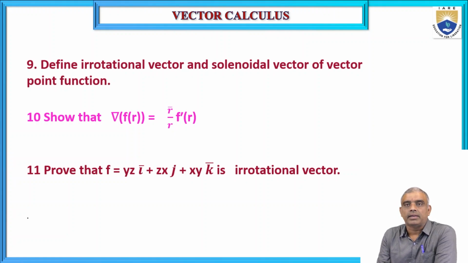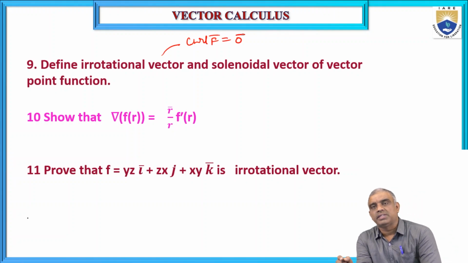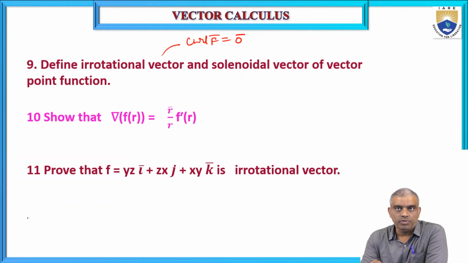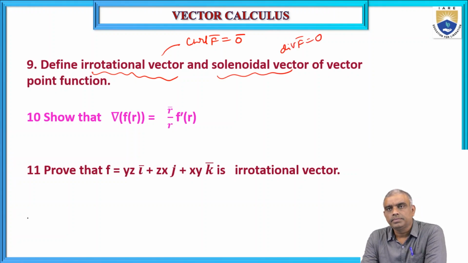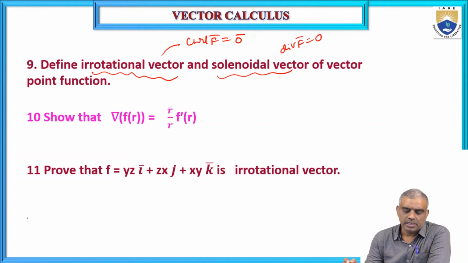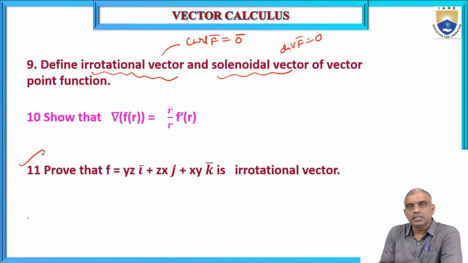Define irrotational vector. What is an irrotational vector? If curl f bar is equal to 0 bar, curl f bar is always a vector. If curl f bar is equal to 0 bar, then the vector is said to be an irrotational vector. Similarly, if div f bar is equal to 0, then f bar is said to be a solenoidal vector. If div f bar is 0, it is solenoidal. If curl f bar is 0 bar, it is an irrotational vector.